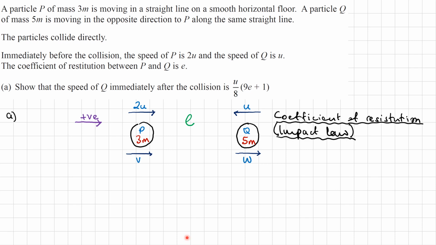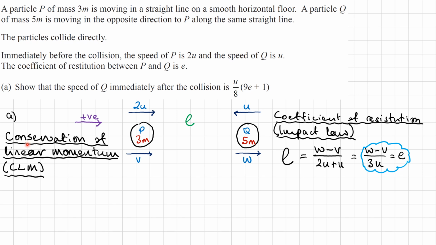So let's start by writing an equation for the coefficient of restitution, also called the impact law. What we want is the speed of separation over the speed of approach. The speed of separation is going to be w minus v, as w needs to be moving faster than v if they're moving in the same direction, divided by the speed of approach, which is going to be 2u plus u. So that will become w minus v over 3u, and that's equal to e. So that will be my first equation here.